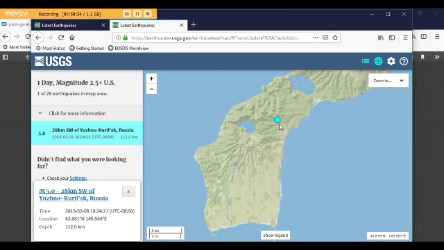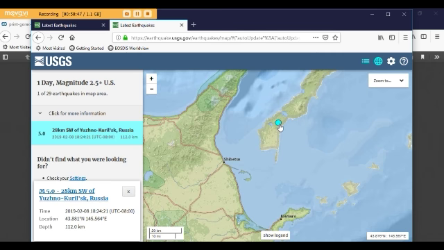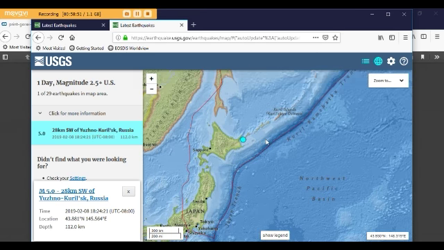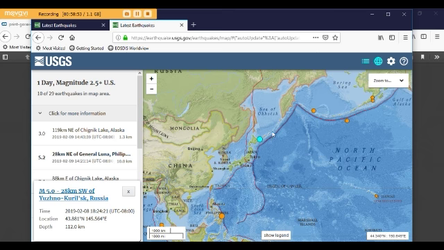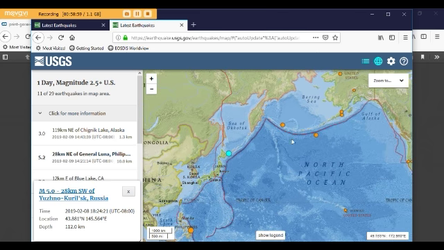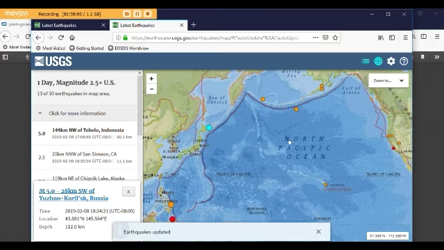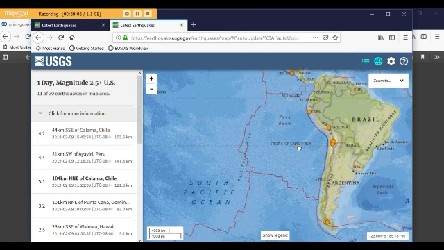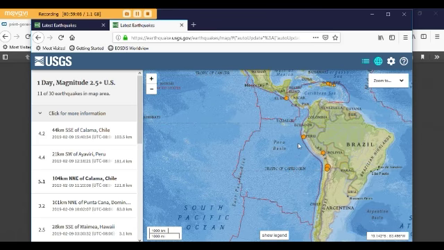So I looked at it on Google Earth, and it didn't look like it was near any towns, so it probably didn't do any damage, but it's just showing movement. And that's part of this island chain here. Now let's move on over to South America. They've got some interesting things going on here.